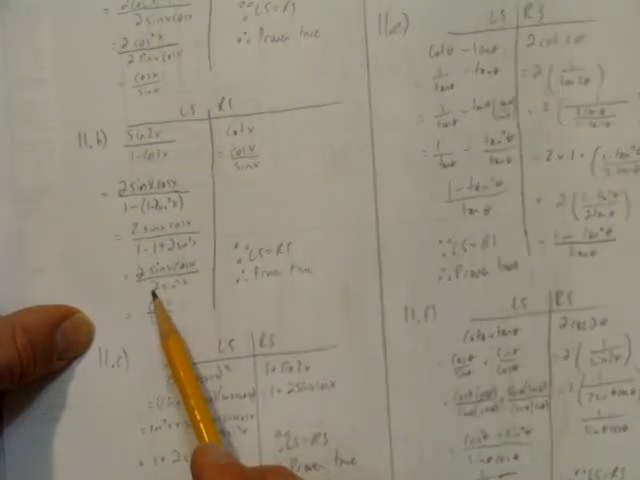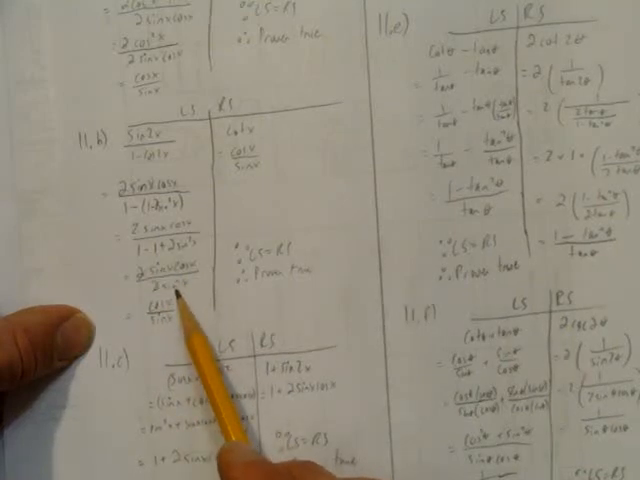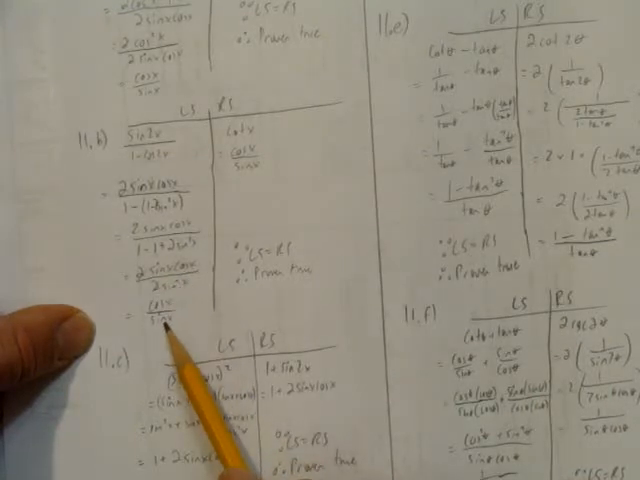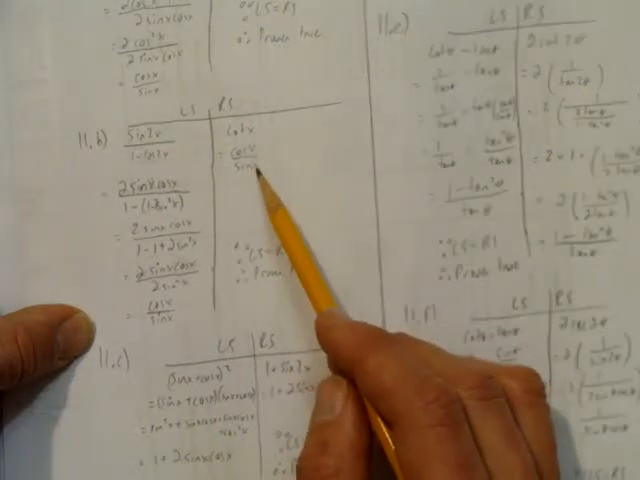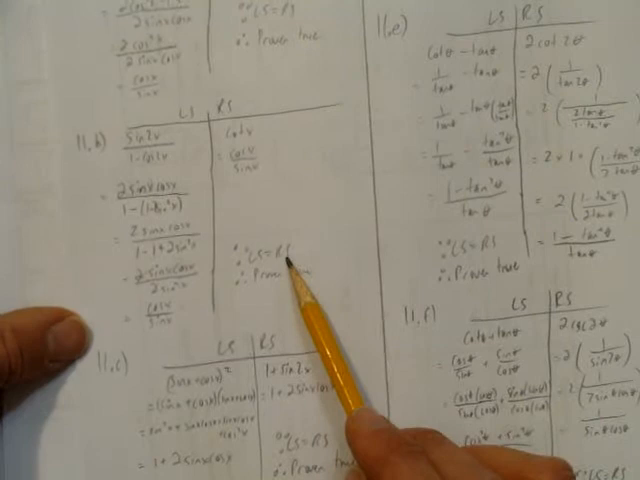Again, the 2's cancel out, and like before, I have a sine x on top and sine squared on the bottom, so one of those sines cancel out, top and bottom, and on the top you're just left with cos, on the bottom you're just left with a sine. And once again, I get cos over sine on both sides. Since left side equals right side, I've proven this identity true.